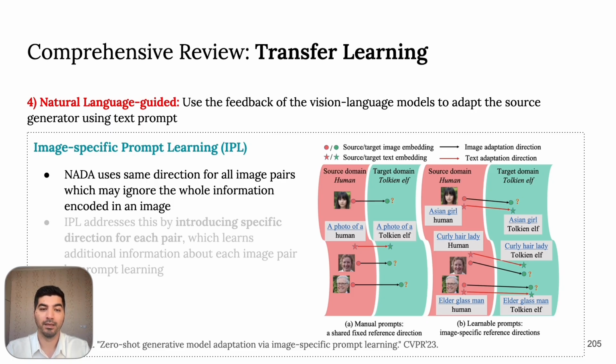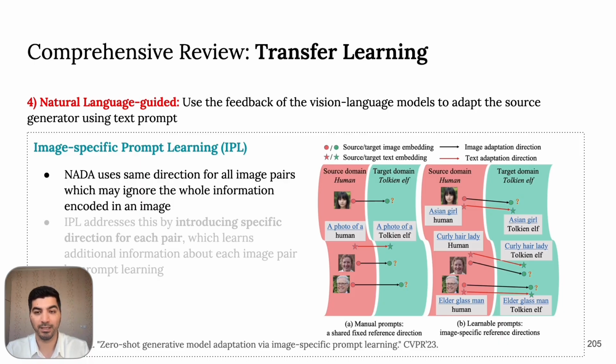And the idea of IPL is that for a specific source and target domain, NADA always uses a similar direction for all samples, and it fails to consider the details within samples. For example, in this figure on the left side, you can see that NADA uses the same direction for all three samples when it is adapting a generator from human faces to the Tolkien elf.